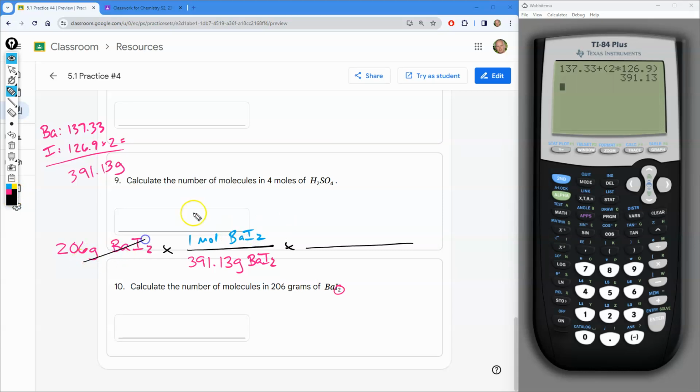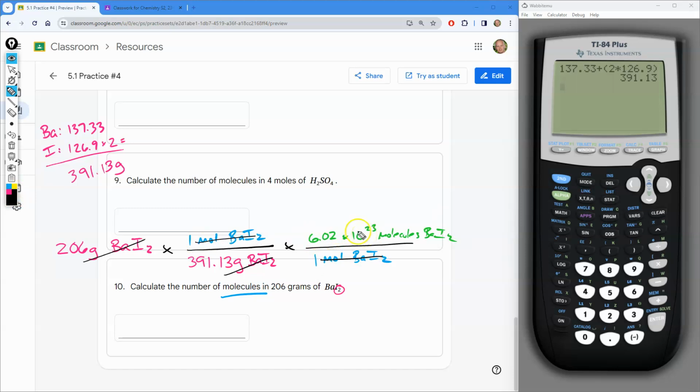These units are going to cancel out. And it's asking us to go to molecules, so we're going to need to use Avogadro's number. So for every 1 mole of barium iodide, we have 6.02 times 10 to the 23rd. These are molecules of barium iodide. So these will cancel out right here.